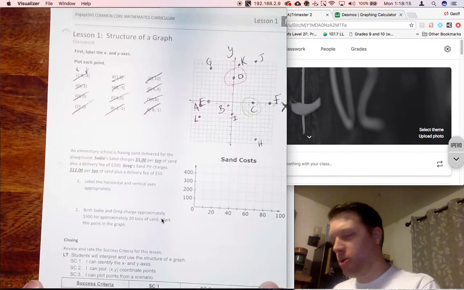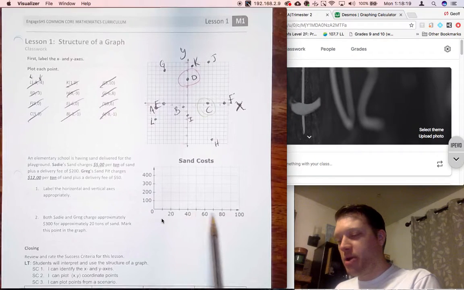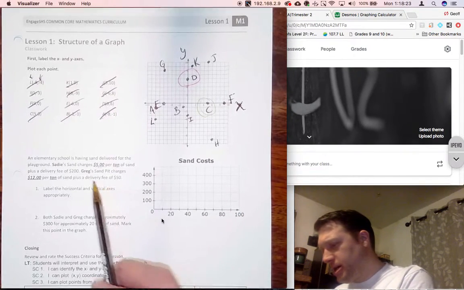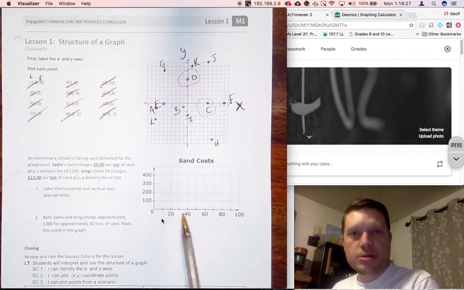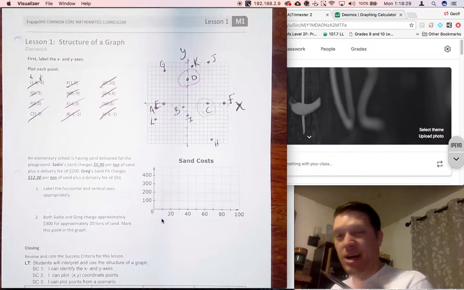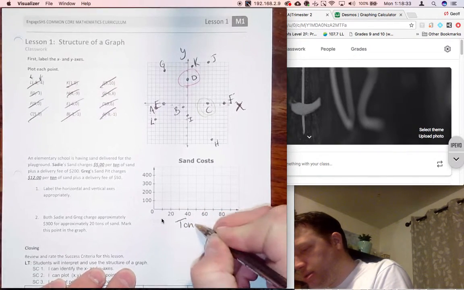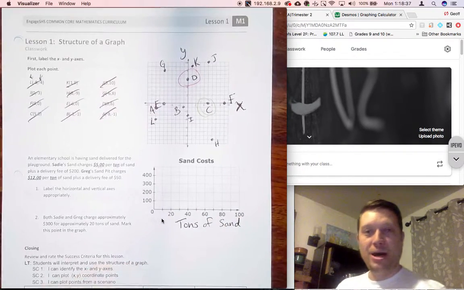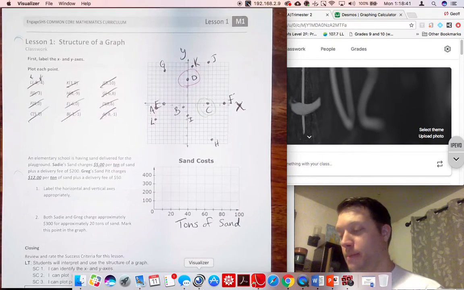To label the horizontal and vertical axes appropriately, it seems like these numbers right here don't go up to 200. So the fact that it says delivery fee of 200 tells me that I can't plot dollars on this bottom axis. I can only plot tons of sand.